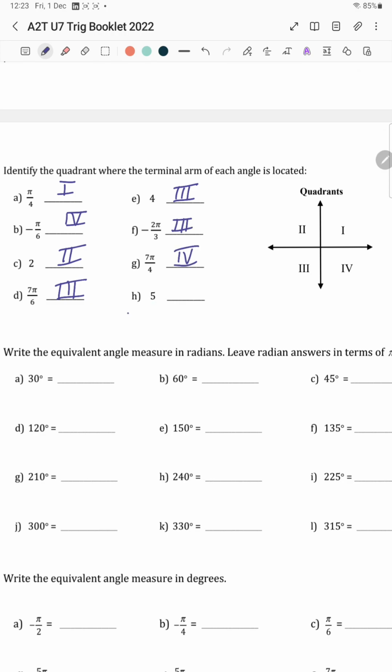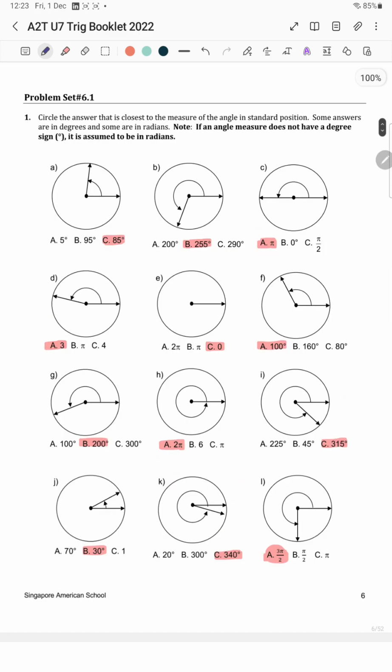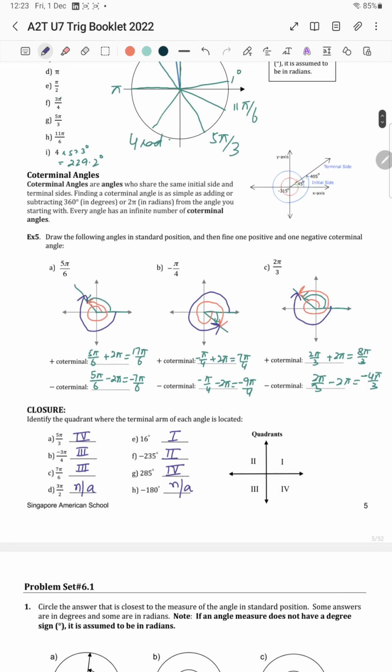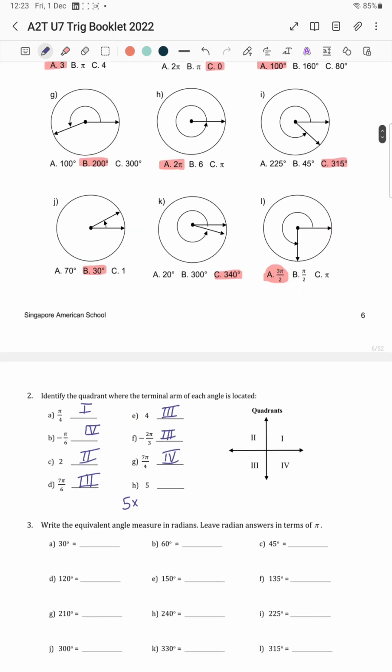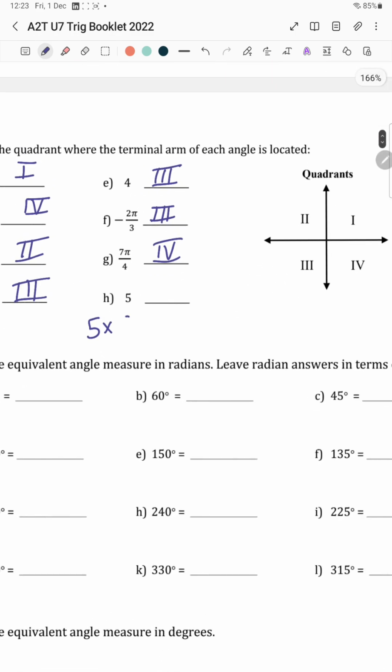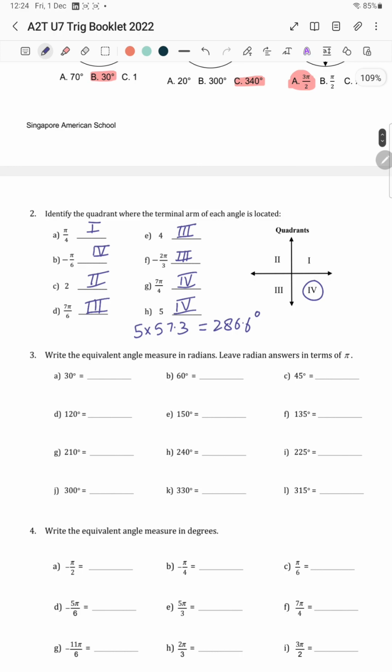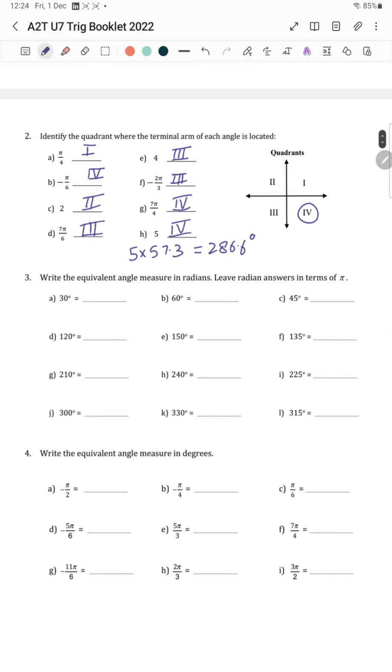For example, it is 5, so we need to multiply it with 57.3 and we will get 286 degrees, which is in quadrant 4, so it is 4. So you can convert them in degrees and then you will easily identify in which quadrant it lies.